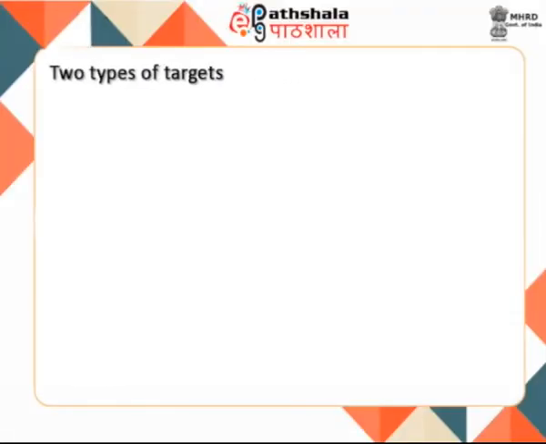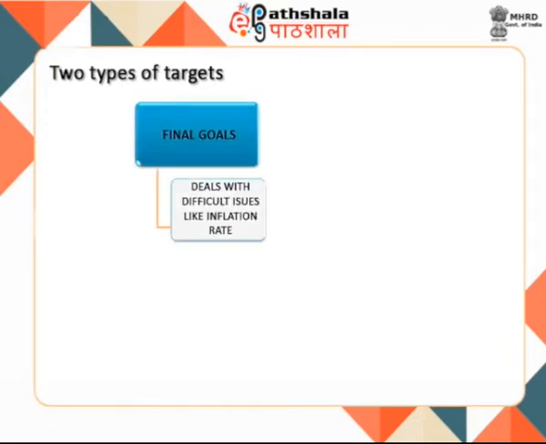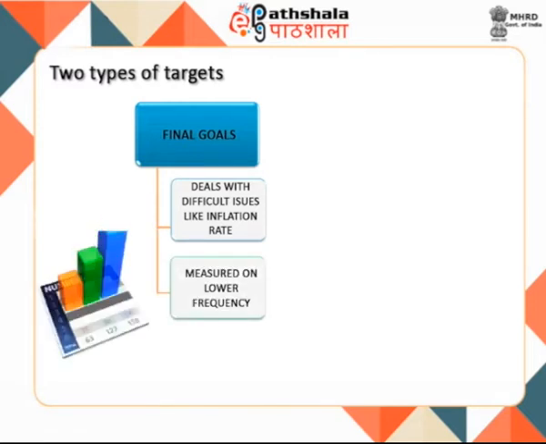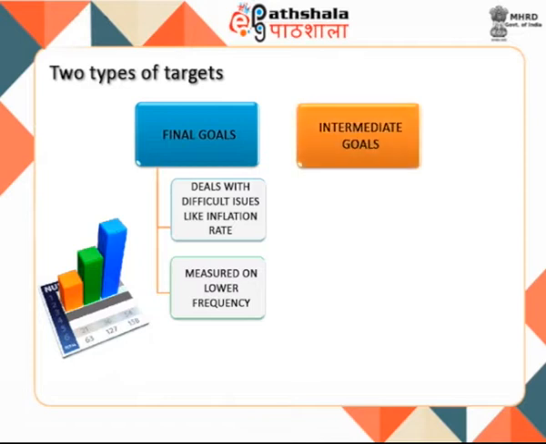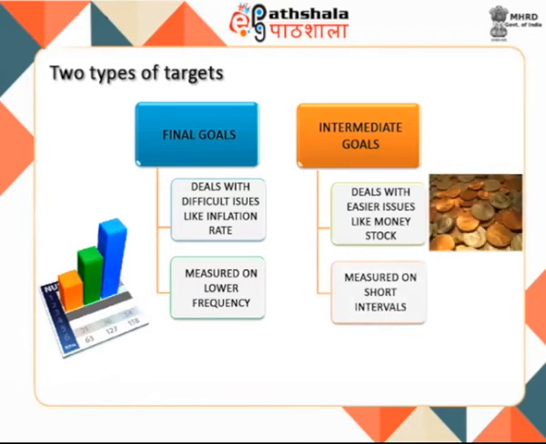To begin with, we need to understand that monetary authorities in an economy have two different types of targets. Final goals deal with relatively difficult issues of unemployment rate, inflation rate, output growth, etc. Also, these are measured at a lower frequency. Intermediate goals are relatively easier for the RBI to control, such as nominal interest rate, money stock, etc. Also, these are measured at short intervals, like the interest rate every few seconds or the money stock every week.